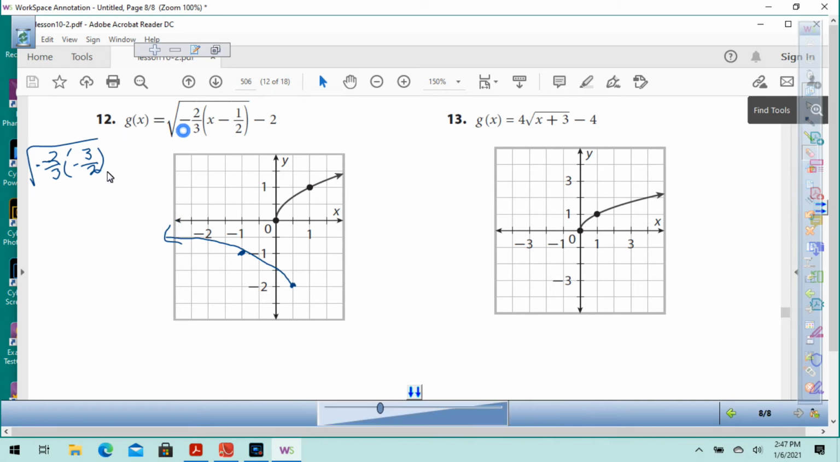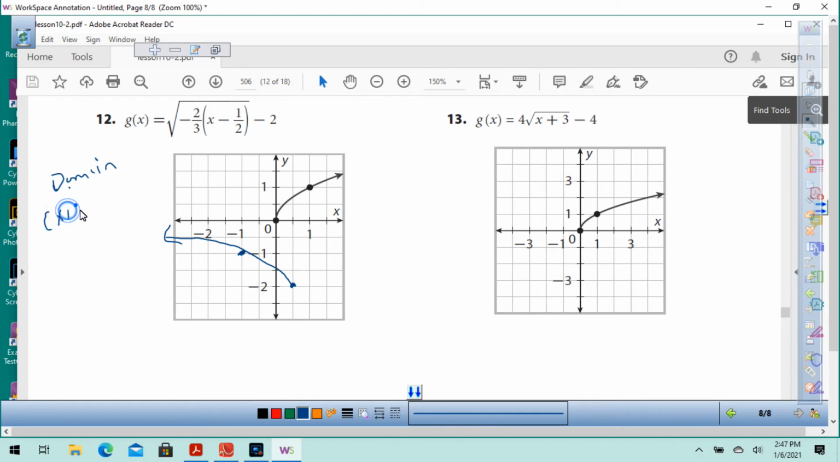Okay, now that gives us our domain. This is negative, right? And h is 1/2, so we're going to have x such that x is less than or equal to 1/2. And that jives with our graph, because here's 1/2 right there, and it goes that way, so it's less than or equal to. Range, a is positive again, so it's going to be y such that y is greater than or equal to -2. And that goes right with our graph.